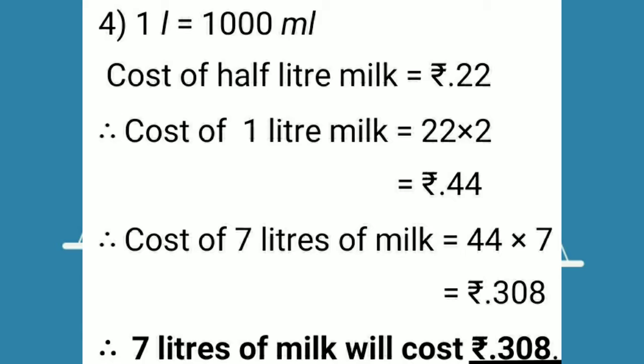Now, to go forward, we'll first have to get the cost of 1 liter milk, which will be double of 22. So, we'll multiply 22 by 2, which will give us rupees 44. So, rupees 44 is the cost of 1 liter milk. Once we have the cost of 1 liter milk, we can multiply the cost of 1 liter milk with the quantity of milk, that is 7 liters, which will give us the answer 308. Thus we can say that 7 liters of milk will cost rupees 308.